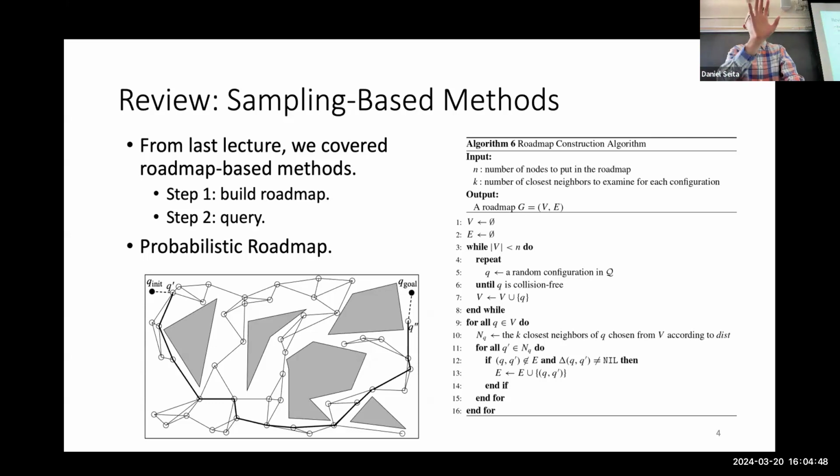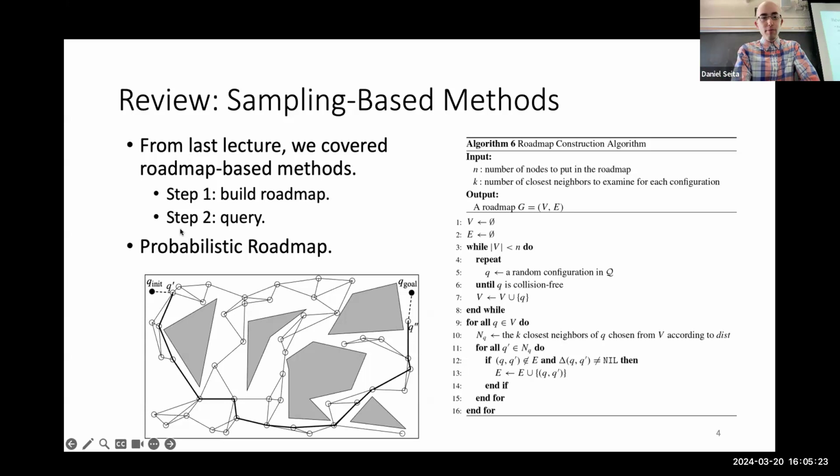But the general idea behind the roadmap-based methods is: step 1, you build the roadmap. Step 2, you query it. And for these, you probably want to query it multiple times to be more efficient. If you're only querying it once, then you might as well just stick with the technique that we'll talk about later today. But if you have many queries to make, then maybe it's worth it to build a more complete roadmap first, and then you run all your many queries after that.